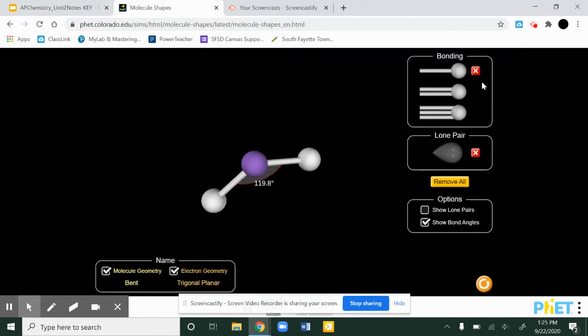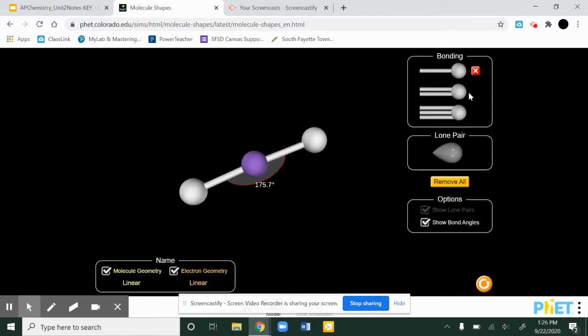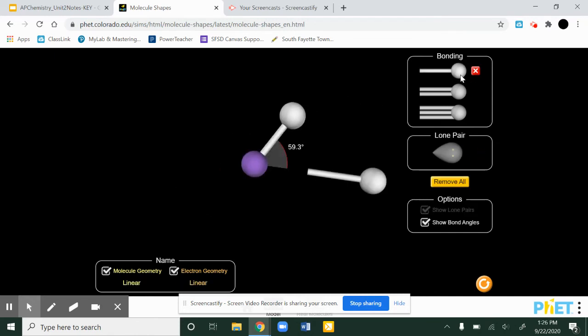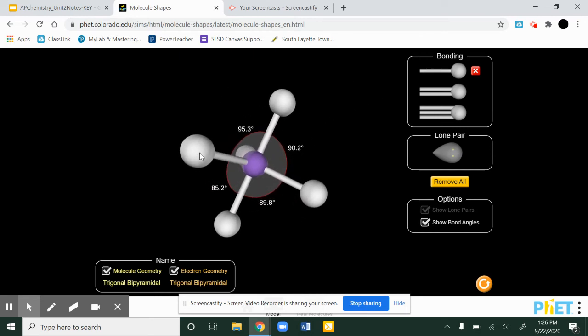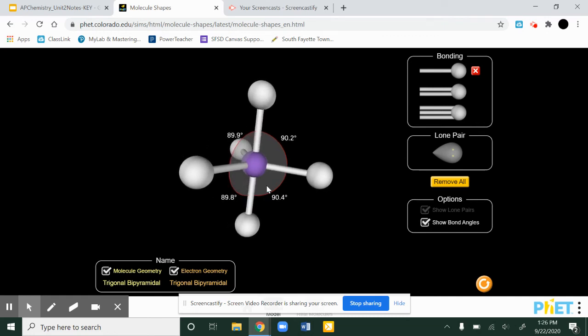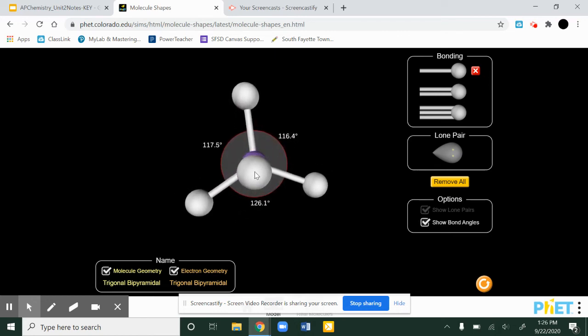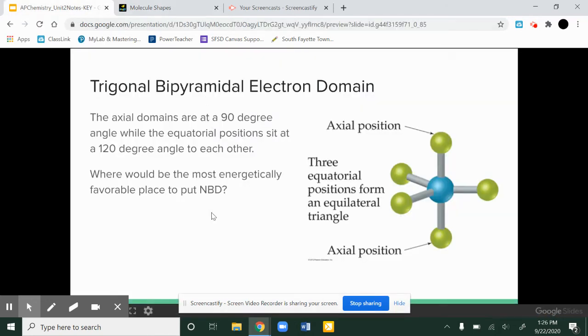Trigonal bipyramidal is 5 bonding domains. 1, 2, 3, 4, 5. There are 2 positions oriented in a straight line called our axial positions because it forms an axis. This axis forms a 90-degree angle with a flat triangle. And this flat triangle has bond angles of exactly 120 degrees going around in a circle.